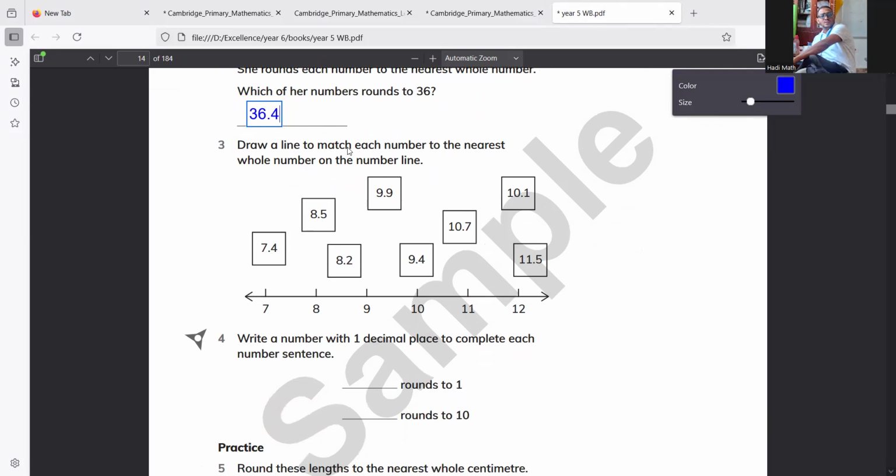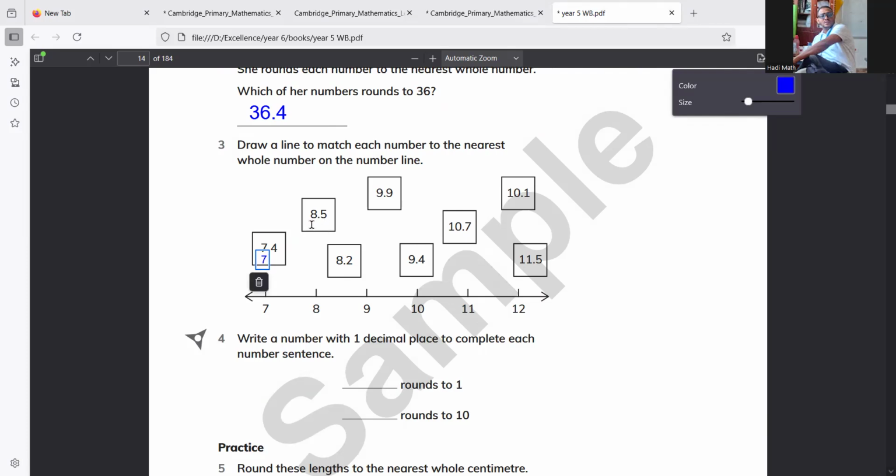Next: draw a line to match each number to the nearest whole number on the number line. Let's round each one of these numbers. Let's start with this one, 7.4. The whole number is 7. The number after the decimal point is 4, so we're not going to add. It's going to be just 7.